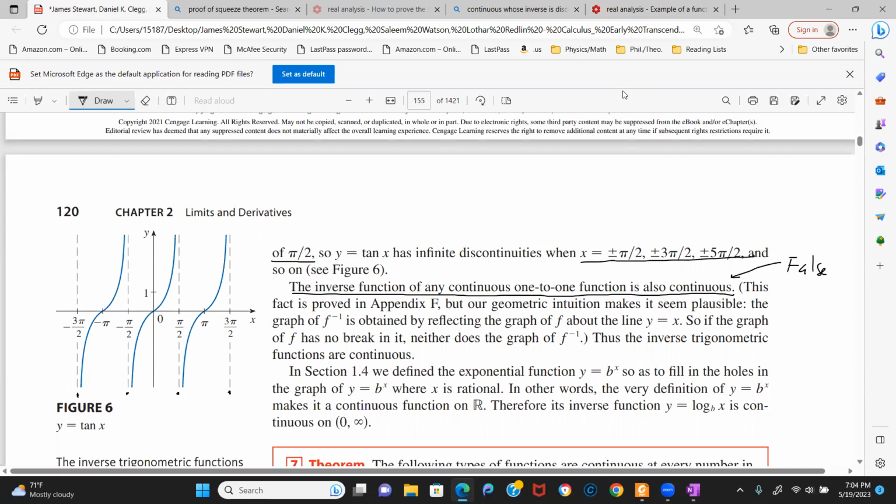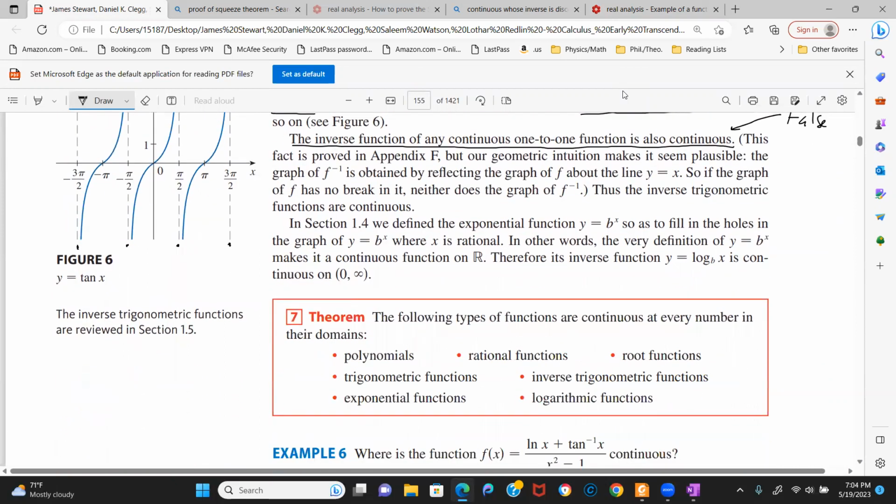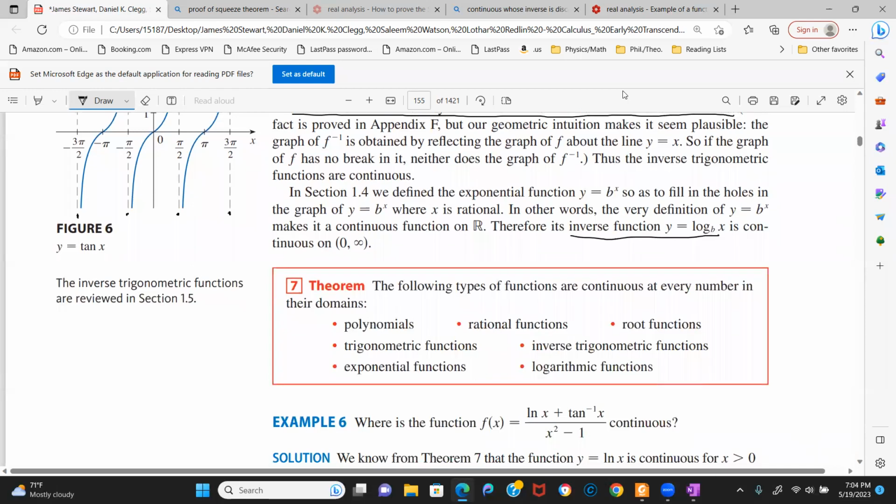Now for this, we have this exponential function. This is also going to be continuous, and also the inverse function in this case is continuous. Not always the case, but in this case it is. So here's a summary of continuous functions.